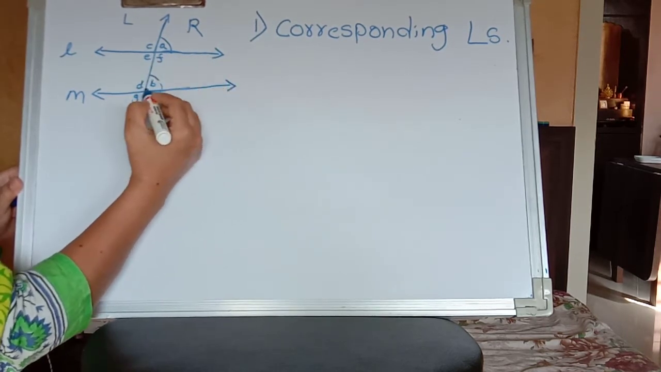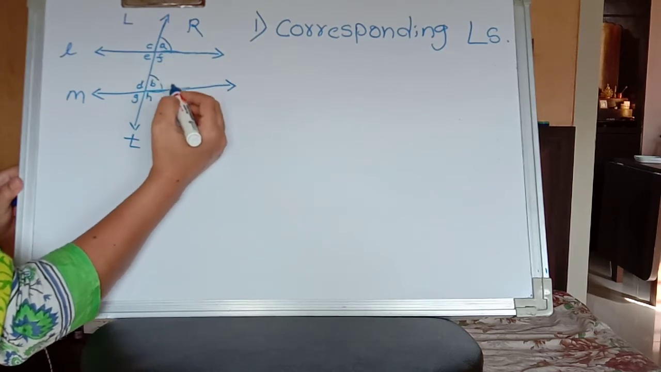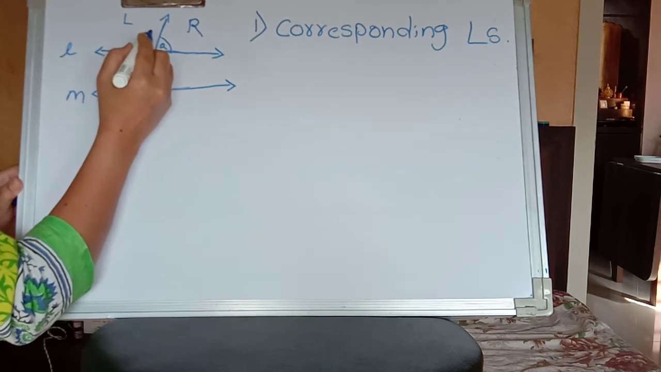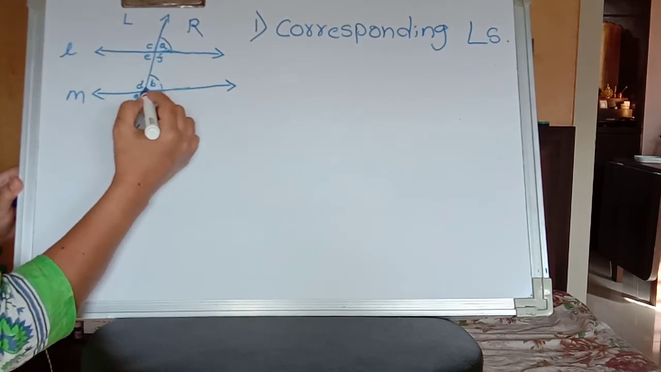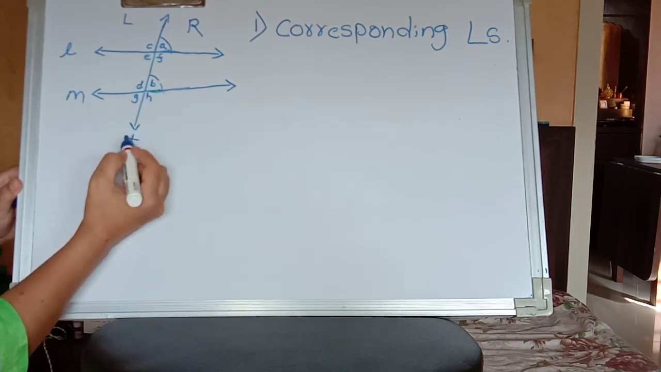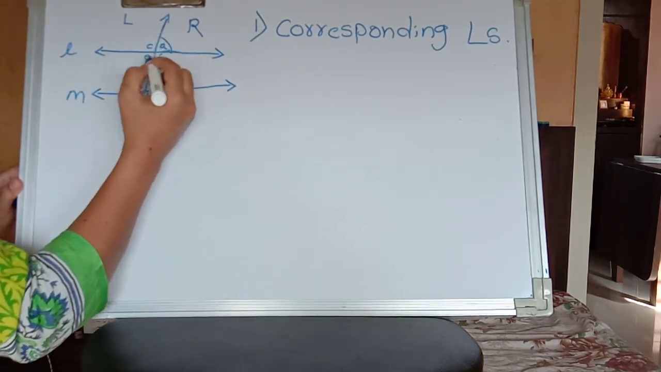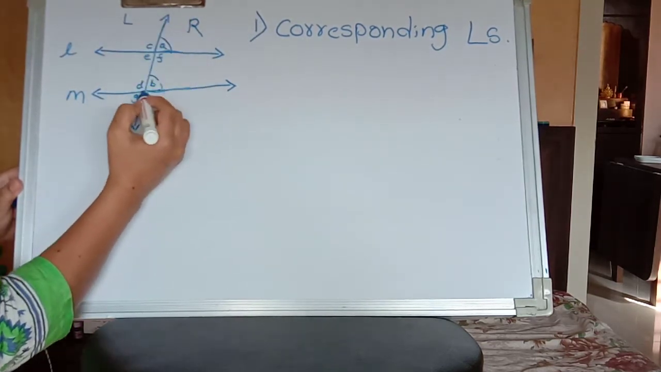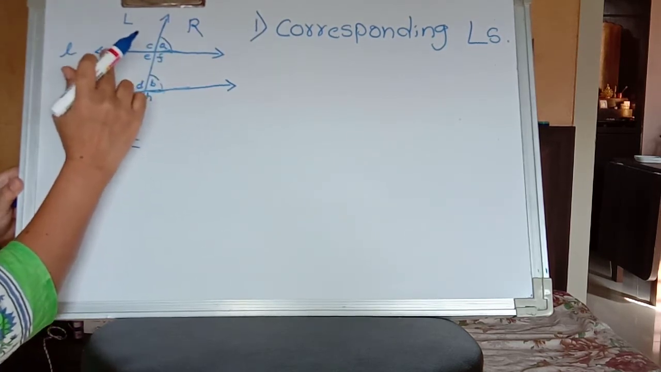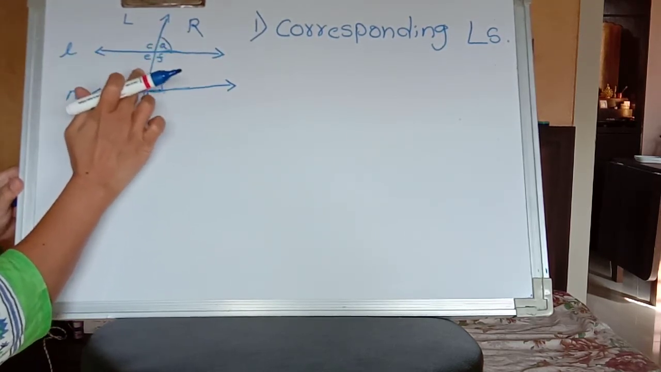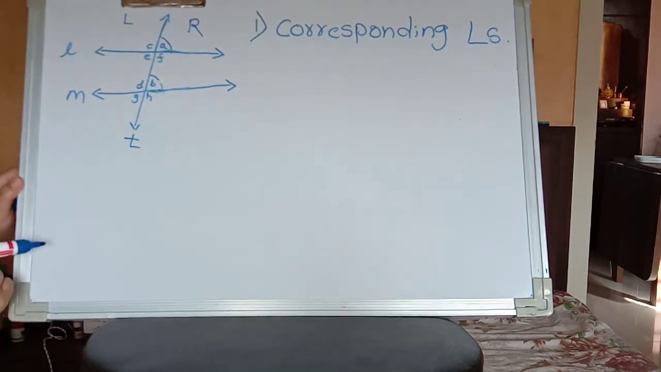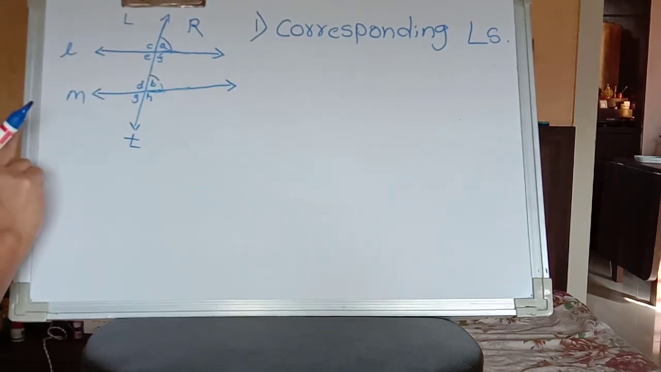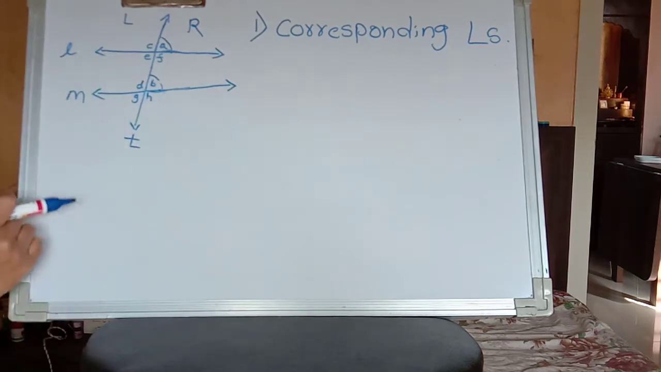So one of the arms of both the angles is lying on the right side of the transversal, and the remaining arm, the second arm of this angle as well as the second arm of this angle, both are lying on the transversal and they are in the same direction, upwards. So the direction of this arm is also upward, the direction of this arm is also upward. So these two angles which are on the same side of the transversal and whose arms are in the same direction of the transversal are called corresponding angles.